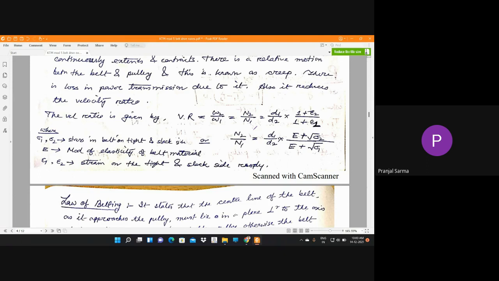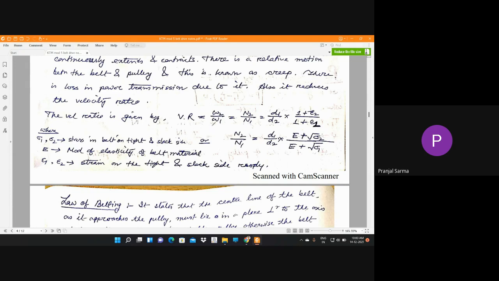Okay, so consideration of the modulus of elasticity of the belt material, and consideration of the strain that is on both the sides, that is the tight side and the slack side, has to be there. Okay, and the relationship for the strain will now come up, and they will be affecting the velocity ratio. So how to get it?